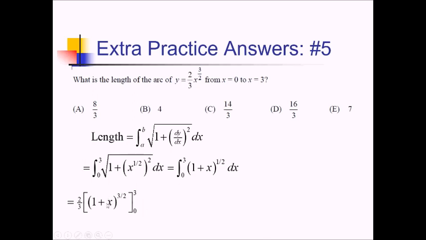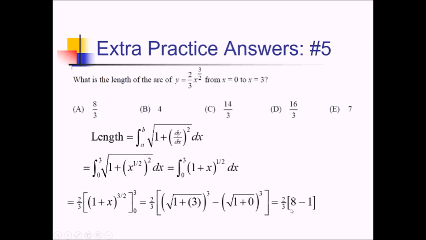This expression, I can convert this to the square root of 1 plus something and then cubing that. So we've got 2/3, and then inside we've got the cube of the square root of 1 plus 3, minus all of this stuff with 0 plugged in right there. Simplifying this a little bit, this is going to be square root of 4, which is 2. Cubing that gives us 8. Still have a 2/3 out in front. And we've also got this over here is all just going to come out to 1, so minus 1. So this is 2/3 of 7, which is going to be 14/3, which is going to be choice C.